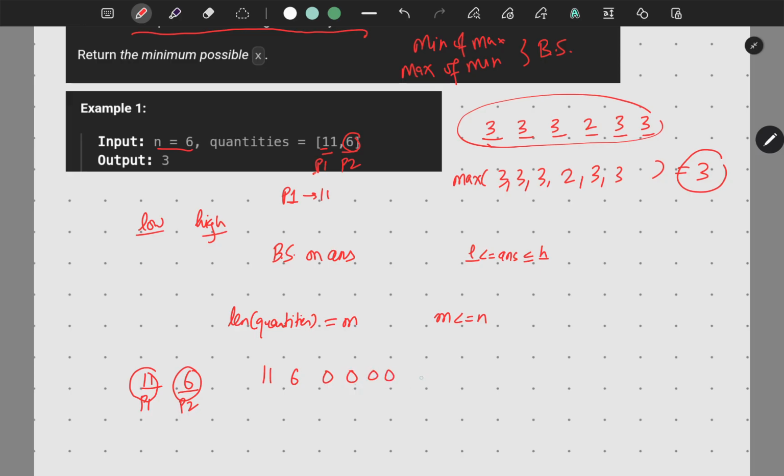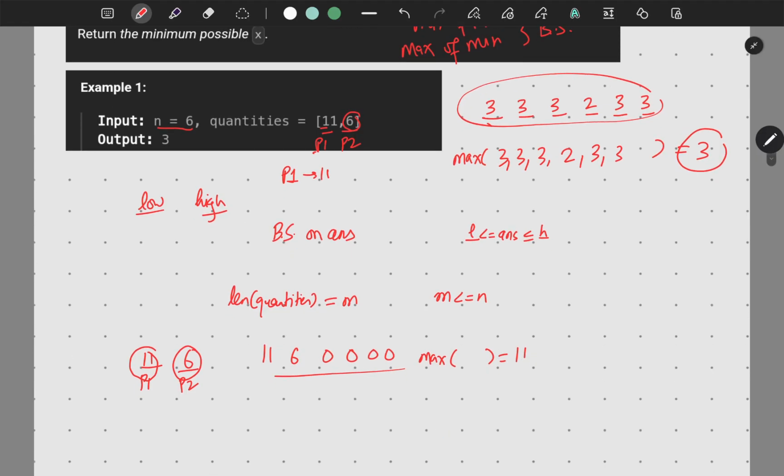So that means this maximum would be 11. Maximum of this would be 11. So that means the highest value of this will be the maximum of the quantities array. So that means our h would be the max of quantity arrays. And what would be the lowest possible value?